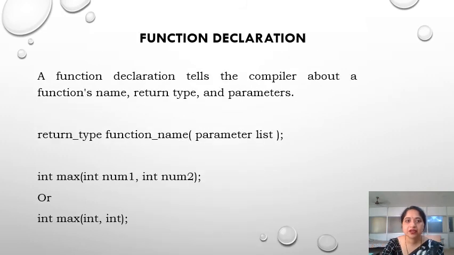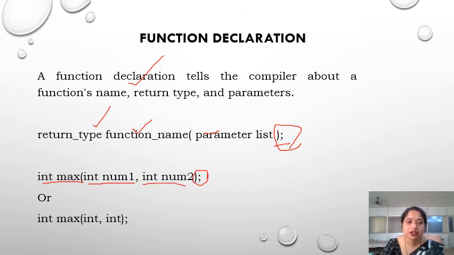The third element is the function declaration. The function declaration tells the compiler about the function name, return type and the parameters. The syntax of the function declaration is the same as the function header with a semicolon to end. Return type, function name and the parameter list, ending with a semicolon. For example, int max, int num1, int num2, ending with a semicolon.